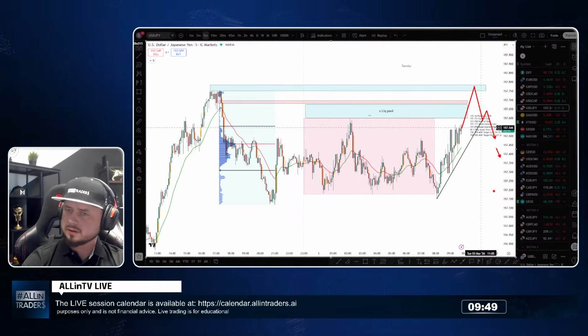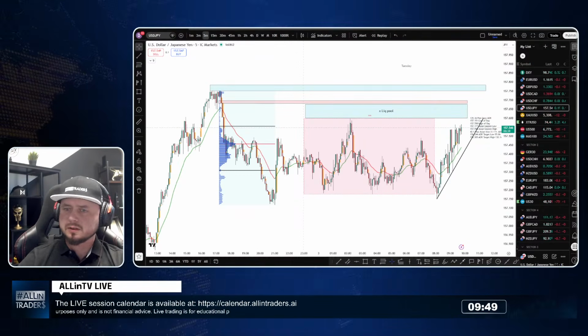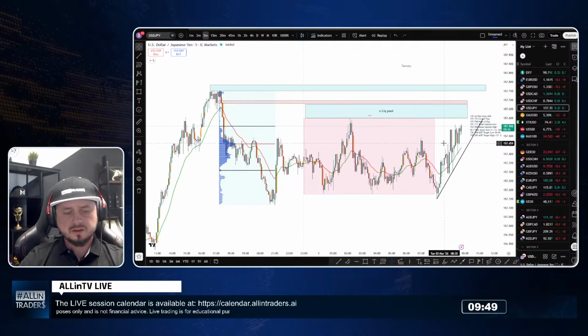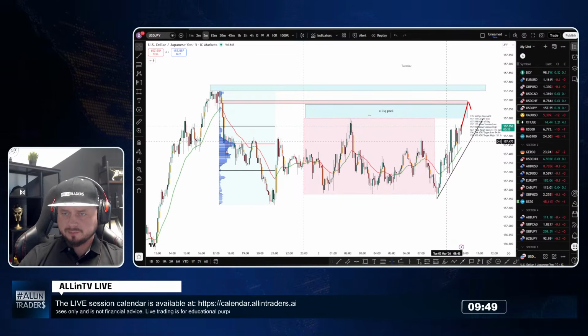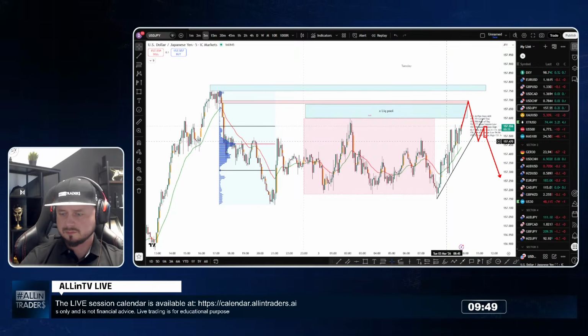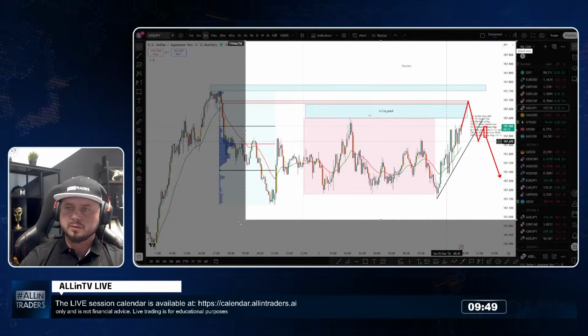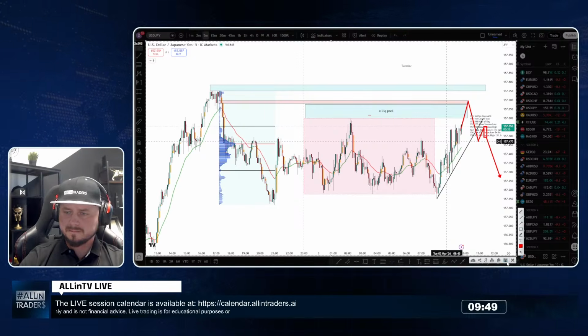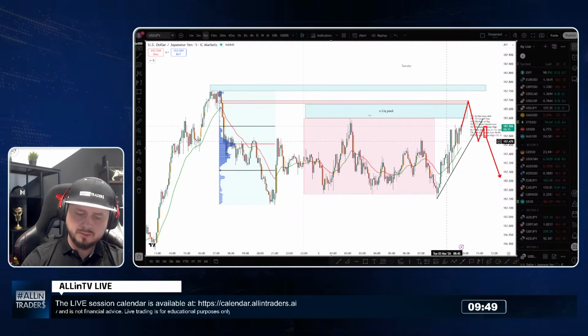USDJPY one, and the other one, second option or the first one? USD JPY.